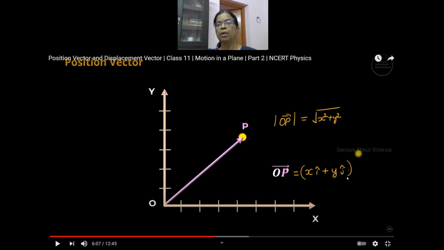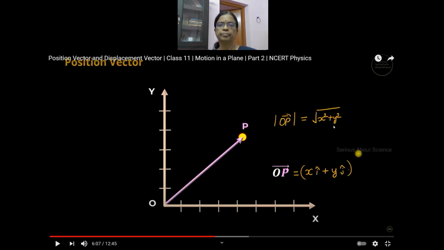And see, resolution of vectors: we have seen vector A can be resolved into two components, ax and ay. Root of ax square plus ay square is the magnitude. Just like that, this position vector's magnitude is root of x square plus y square. The modulus of vector OP equals root of x square plus y square. So this is the representation of the vector. And how do we find how much length this is? The length of the vector gives the magnitude. How will you find it? Root of x square plus y square.